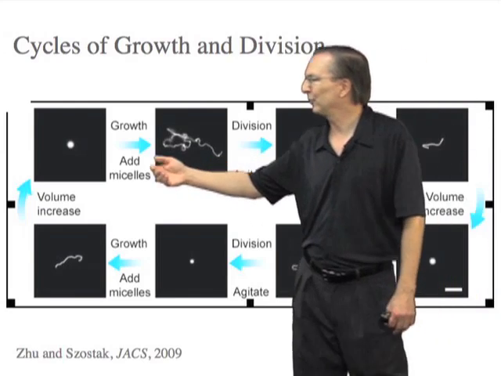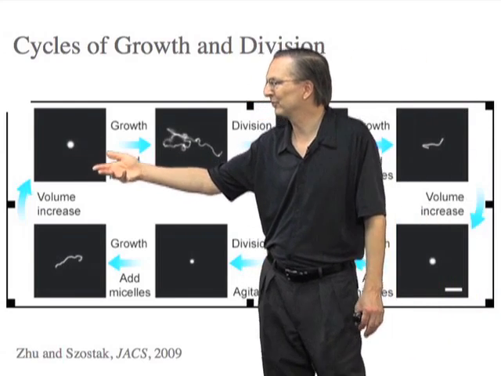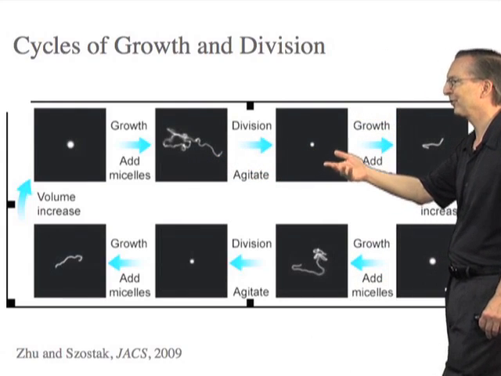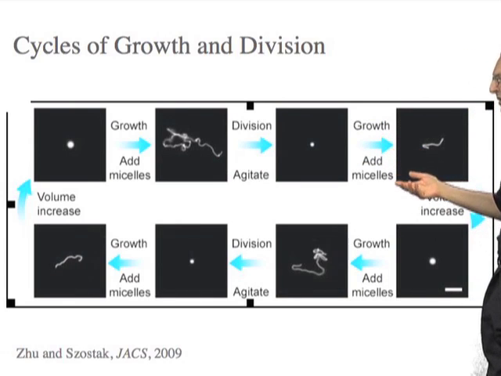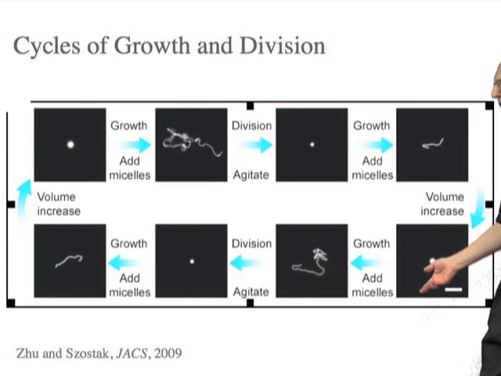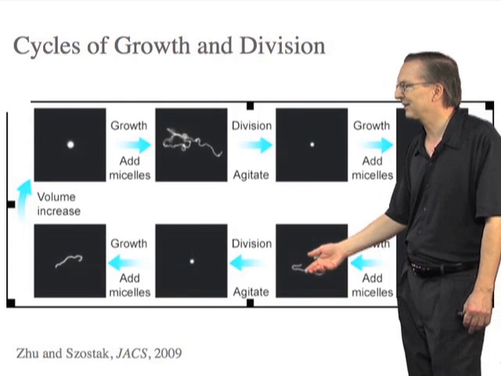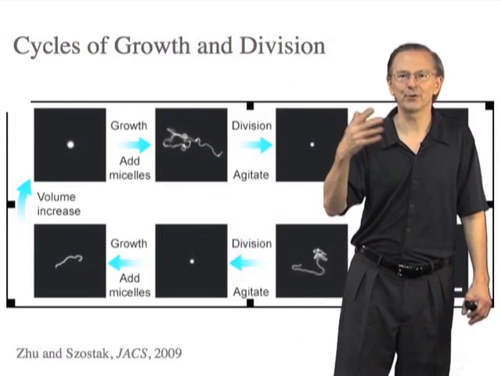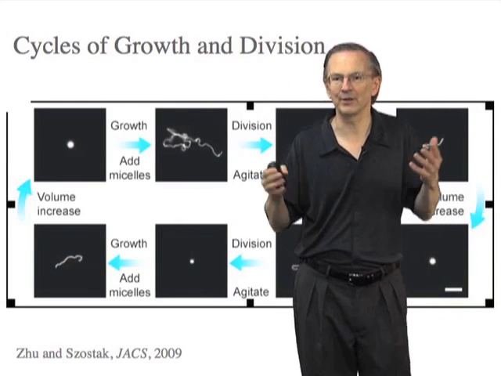Now, this process of growth followed by shear-induced division makes a cycle that can be iterated indefinitely. You can start off with a spherical vesicle, grow it into a filament, divide it into spherical daughter vesicles, which can grow again. If they sit around, the volume increases, they round up, then you can grow again, divide, grow. This cycle of growth and division can be carried on indefinitely.